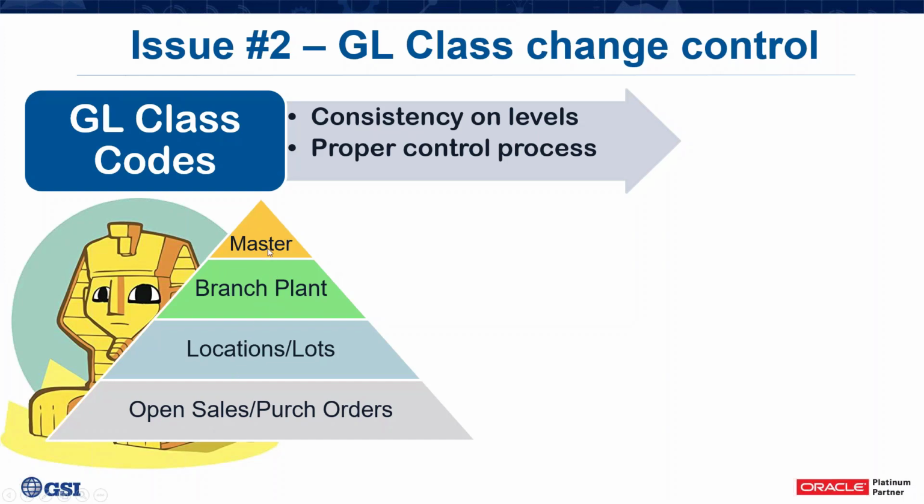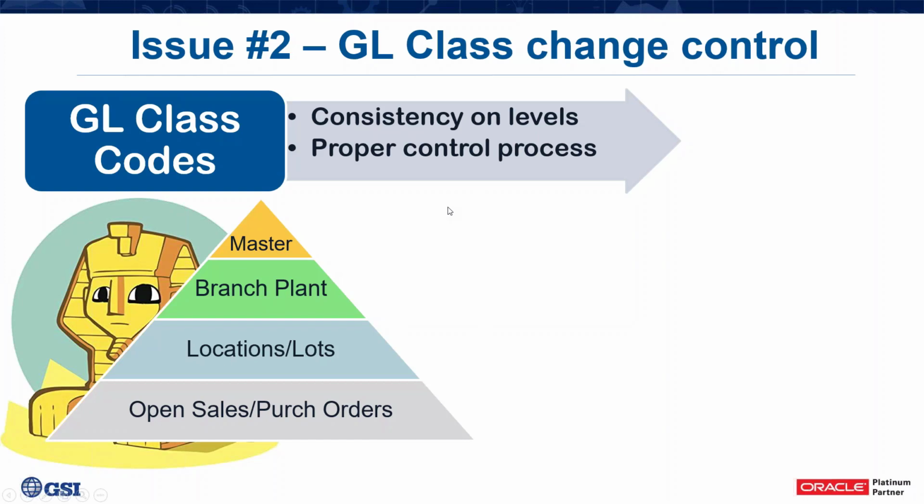So if I have an item and I set it up as a raw material and I start transacting and all these things are set up as raw, and all of a sudden I realize, well, I called it a raw material, but I need to change that to a finished good. How do I do that? Do I go back and just change the item master? Do I change the branch? The system will let you do that, but that's not really the way that you should do it. So let's talk about a control process.